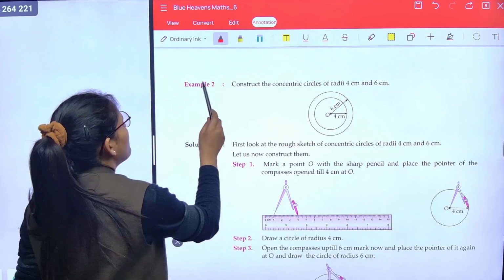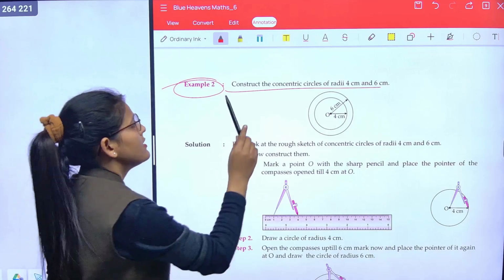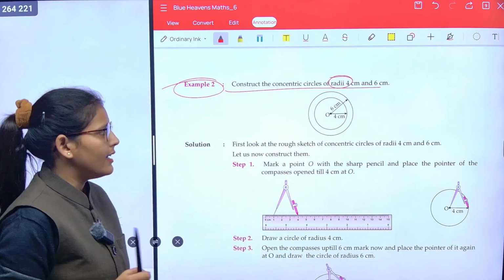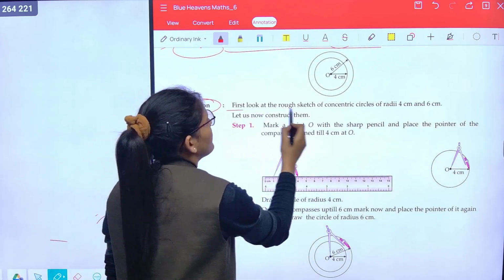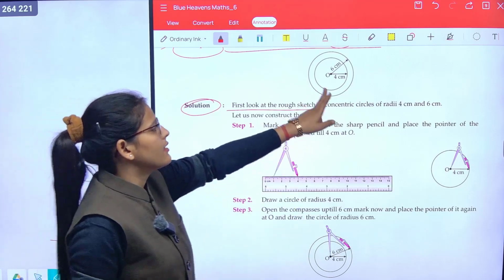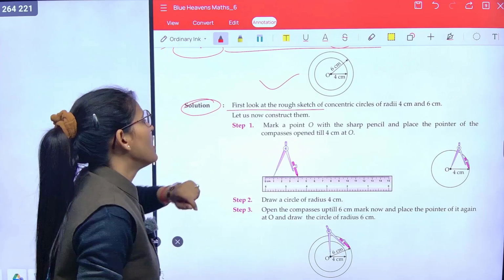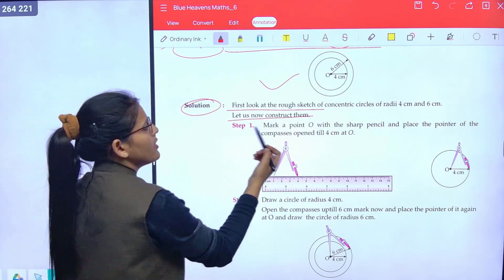Now, come on, example number 2. Construct concentric circles of radius 4 centimeter and 6 centimeter. Now class, solution. First look at the rough sketch of concentric circles of radius 4 cm and 6 cm. Class, ये rough sketch था. Now let us construct them. अब इसको construct करते हैं class.